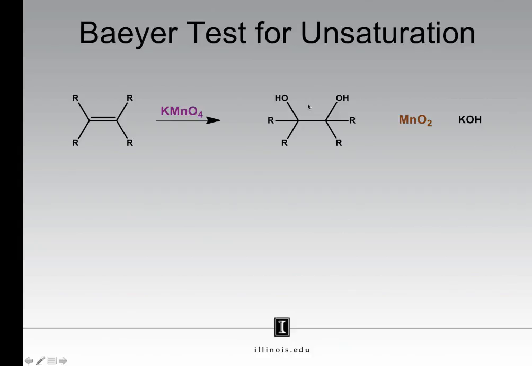This will have 2 consequences. First, the solution will go from purple to colorless. As the potassium permanganate is used up, the purple color goes away. The second consequence is the formation of solid manganese dioxide, which is a brown solid.